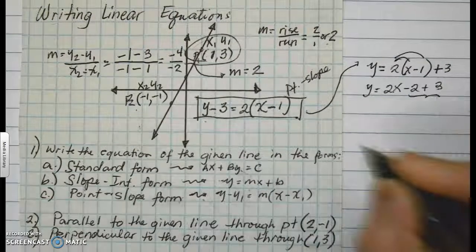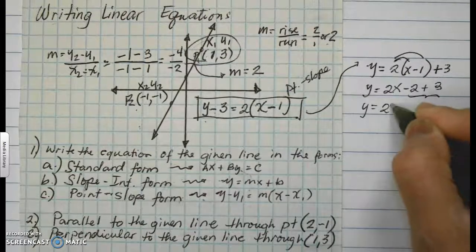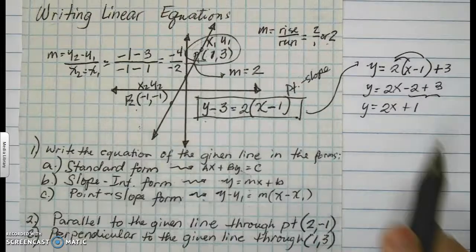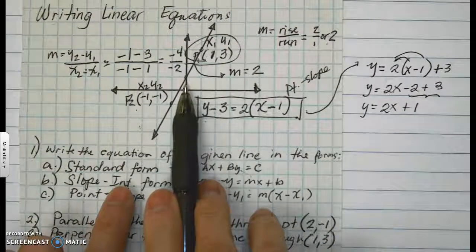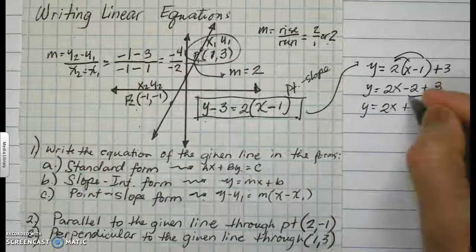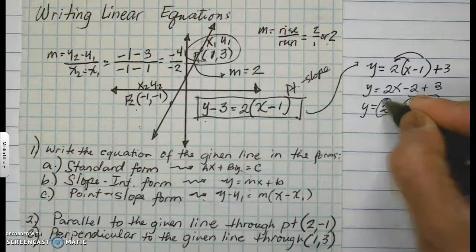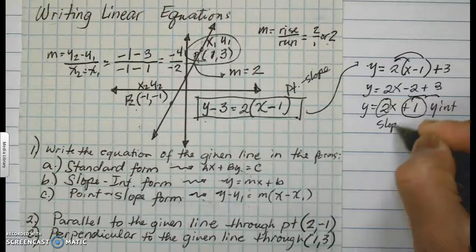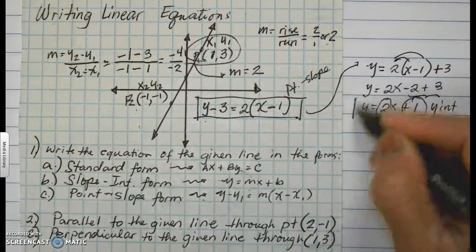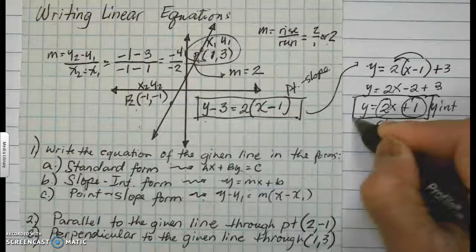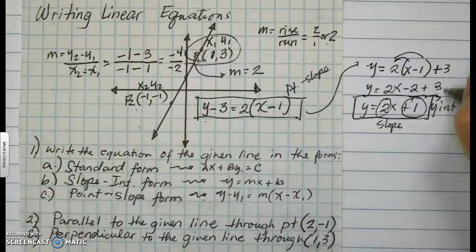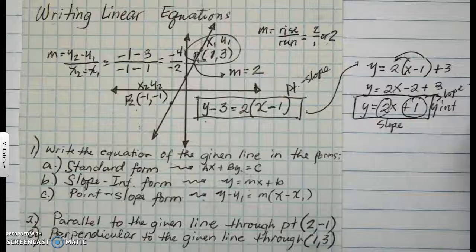I'm going to combine those two, and that becomes 2x plus 1, which confirms our graph, because on our graph, your y-intercept is a 1. So this is your y-intercept, and this is, again, your slope. That confirms the things we're doing. So I'm going to box this, and I'm going to put on the side that this is the slope intercept form.